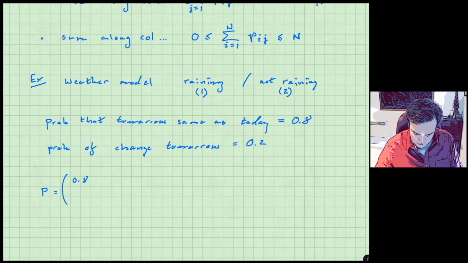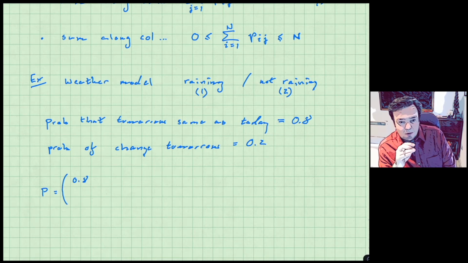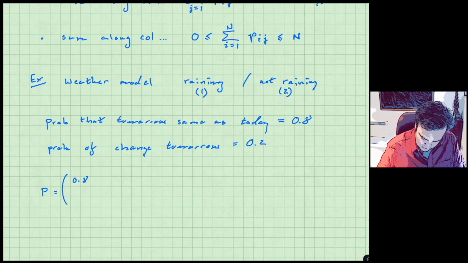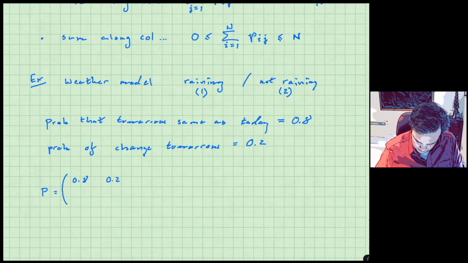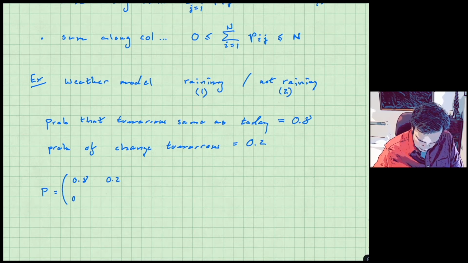Now, as I say, I'm going to go along a row. The next column: I'm in row 1, so it's raining, and I want the probability of going to state 2, which is not raining. That's a change, so that's 0.2. Now we do the next line. If I'm in row 2, that's i equals 2, not raining. What's the probability of it going to raining? That's a change, so that's 0.2. And then this one is 0.8, just by the honesty condition.